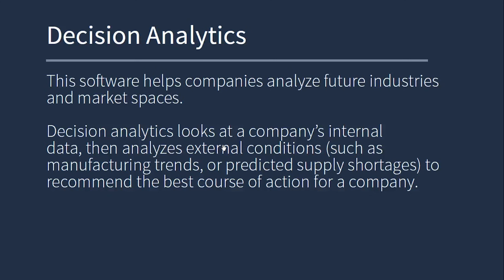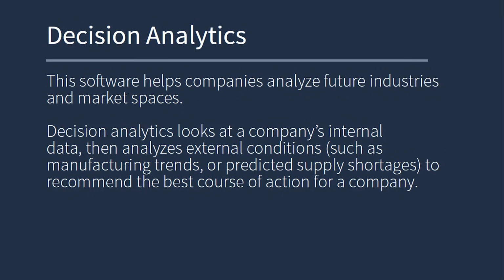So you can load information such as manufacturing trends, or what the market is going to be like in a few years, or the predicted shortages of resources maybe that you need to manufacture something, and then it will recommend the best course of action for your company. So it's looking at your data, external data of the market, and then trying to map out the safest path. For that to work, you really need to have good, clean data, as you're dealing with a lot of unknowns.